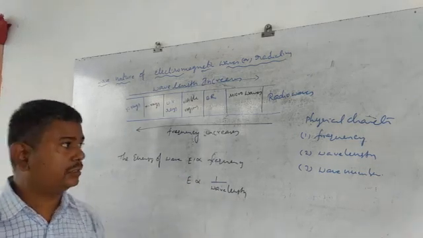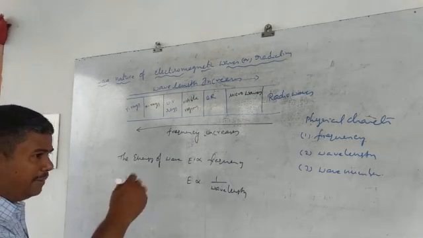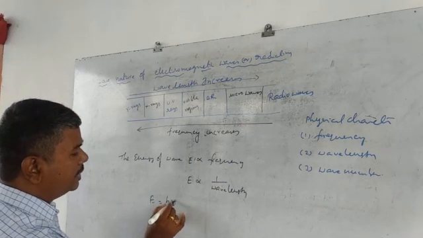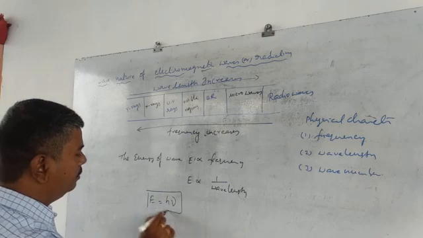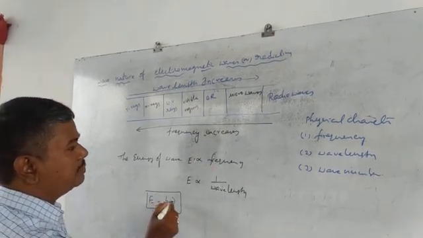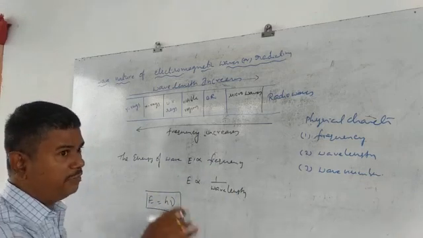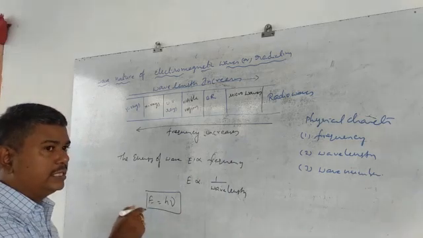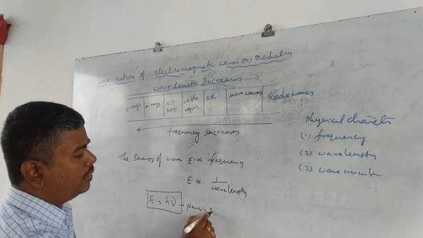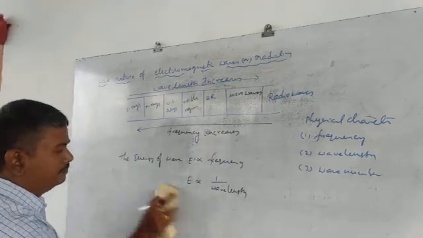Clear now? So from that, according to Max Planck, we know that E equals h nu. That means here E is proportional to frequency. Nu means nothing but frequency. So here h is Planck's constant. That will be discussed later. That depends upon which one? Planck's quantum theory of radiation. That will be discussed later.